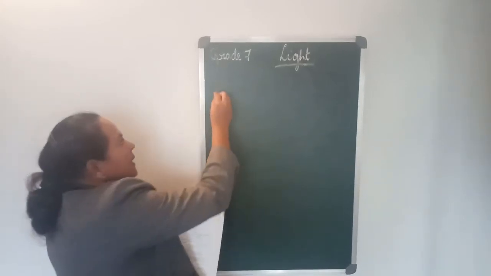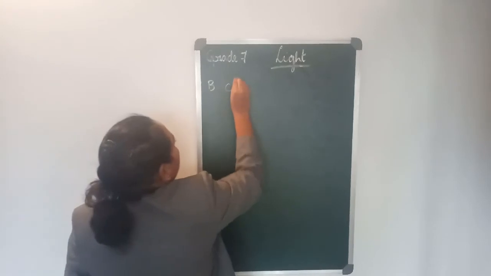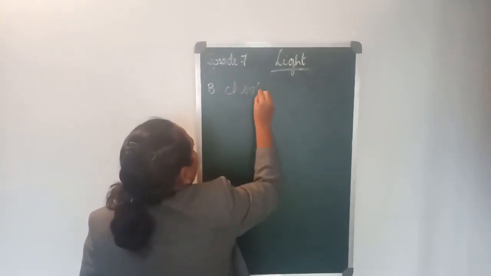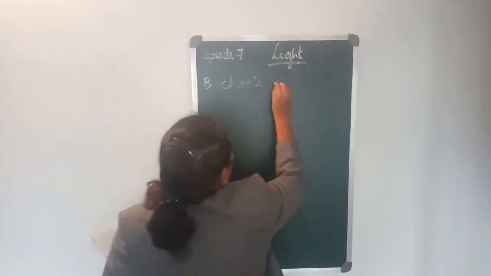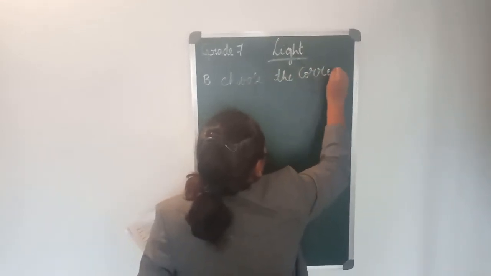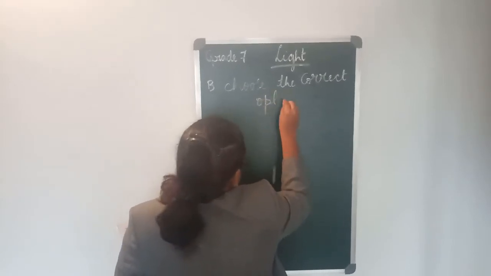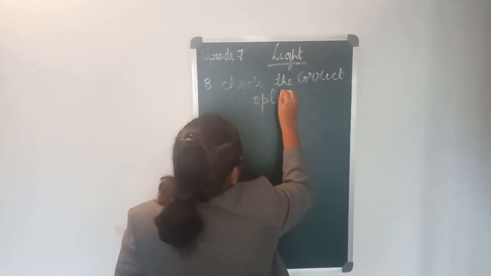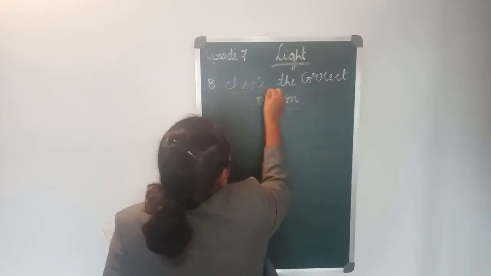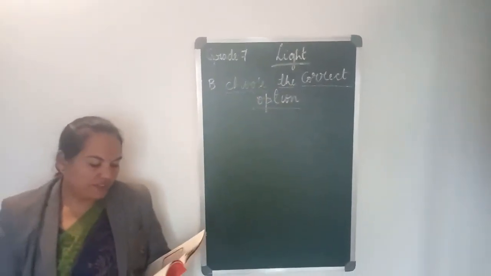Now let us see the B part, that is choose the correct option. This is the second way. Choose the correct option. Now let us see one by one.